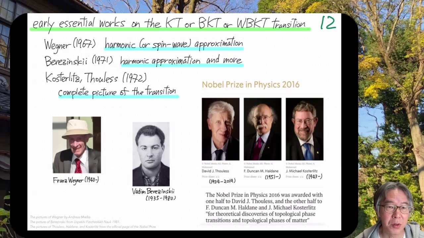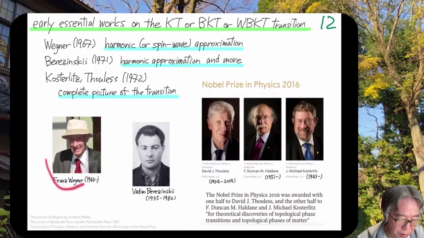And in 1972, Kosterlitz and Thouless came up with a complete picture of this transition. Usually this transition was called the KT transition, the Kosterlitz-Thouless transition, but recently people started recognizing the contribution by Berezinski, and now many people call it the BKT transition. But it looks like Wegener's important work is still sort of forgotten, and so I'm happy with KT. But if you want to add something, I think it's also reasonable to call it the WBKT transition.